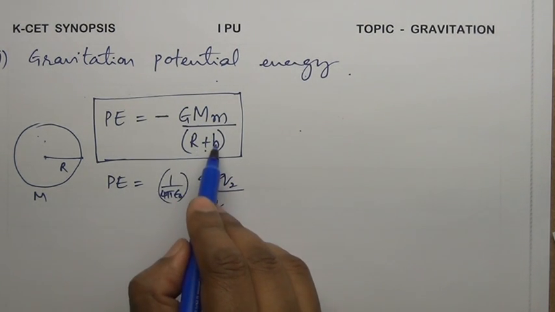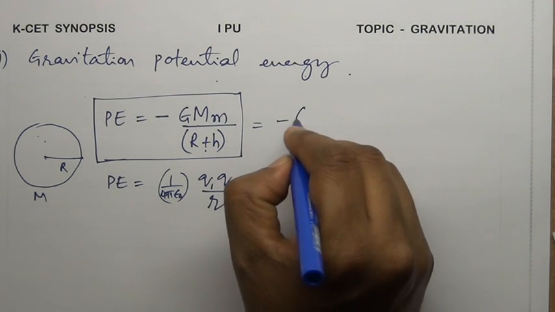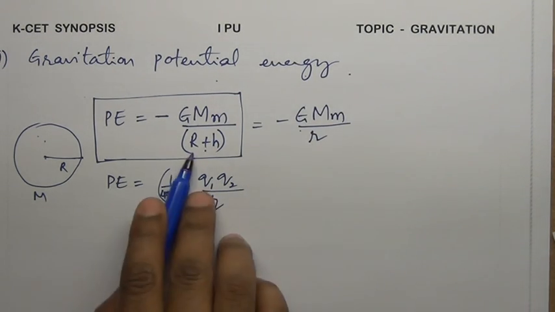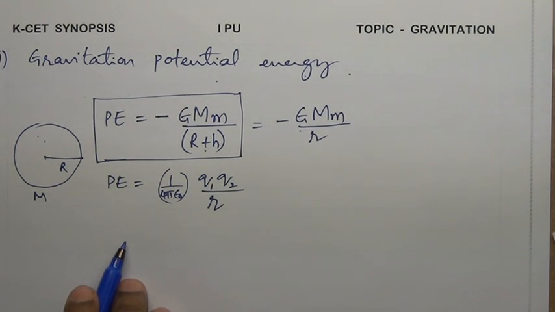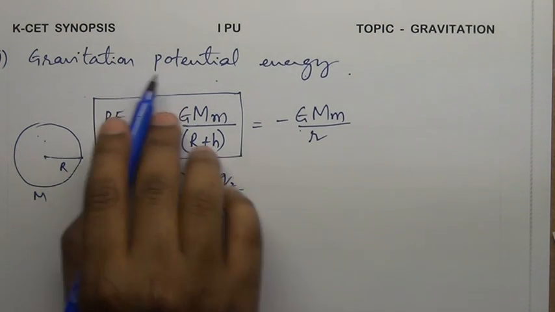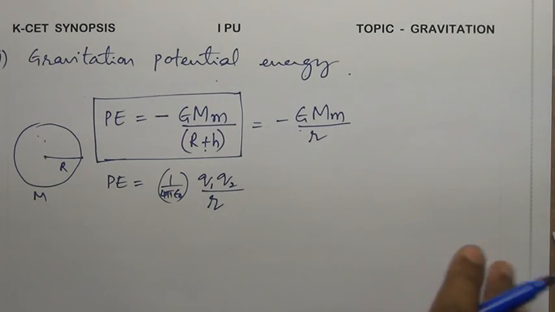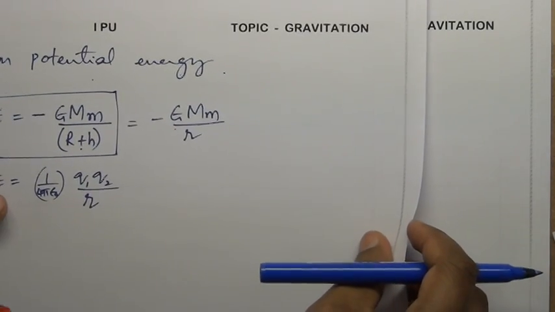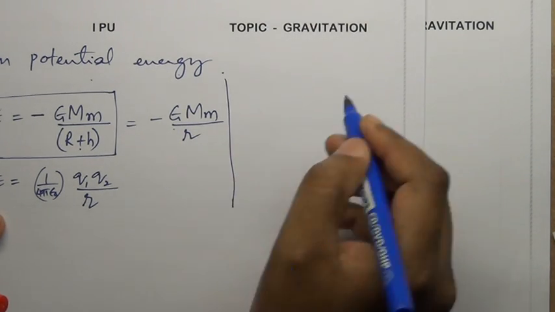Minus GMm by r plus h. This is also equal to minus GMm by r, where small r is r plus h. Okay, gravitational potential energy. Similarly, we can write expression for kinetic energy. Kinetic energy at some height.